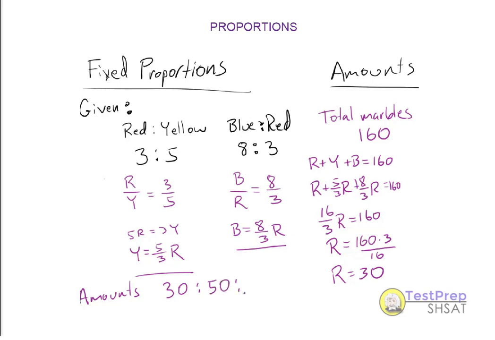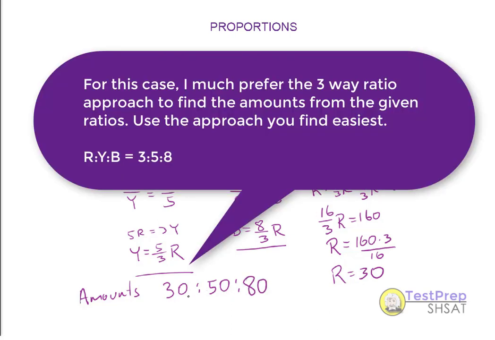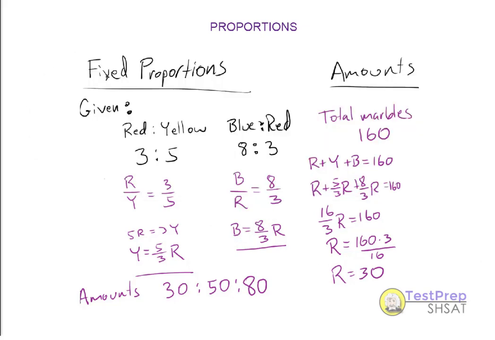30 red. How many yellow would there be? Well, 5/3 of 30, which is 50 yellow. And how many blue? They're 8/3. Given that red is 30, that would be 80 blue. Combine this 80 and 50 and 30, that is our 160 total. So these are the amounts of the different colors of marbles in the bag.